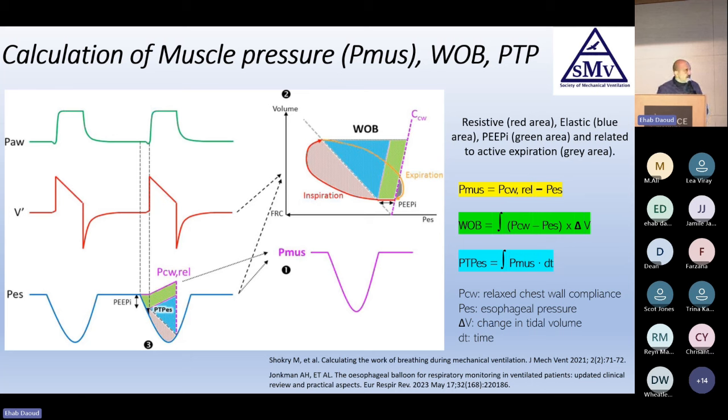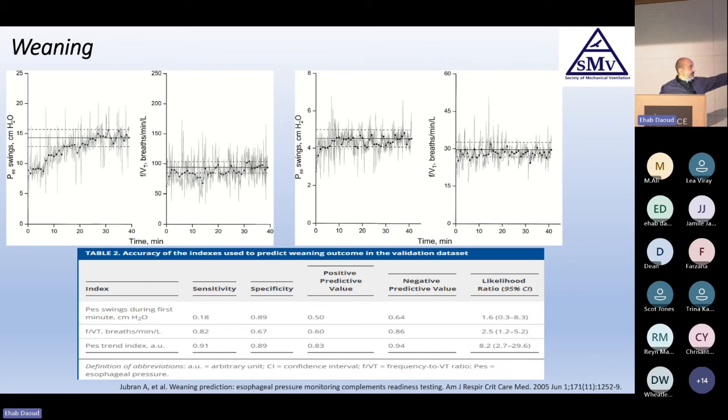Can it help during weaning? You bet. So this is a very nice trial from ATS, comparing the esophageal balloon swings, the pleural pressure swings, compared to the RSBI, the rapid shallow breathing index. So if you look at that one patient to the left, that's a guy who failed the weaning trial and got reintubated. If you look at his esophageal pressure swings over time, 10 minutes, 20 minutes, 30 minutes, this guy is going from like 8 up to like 15, very big swings. So he failed. And that guy on the right, both RSBI is good.